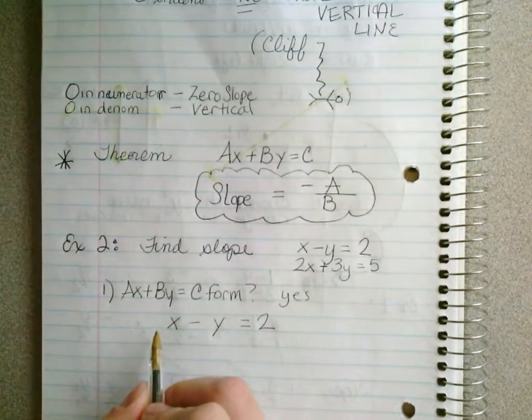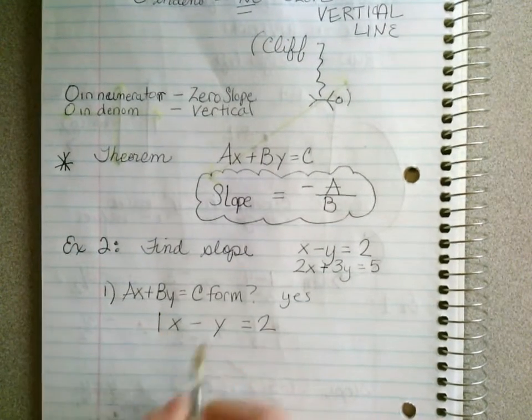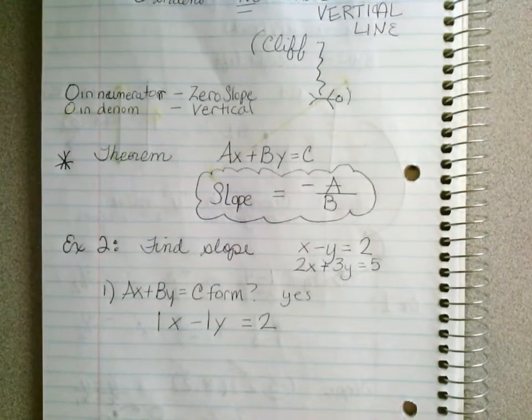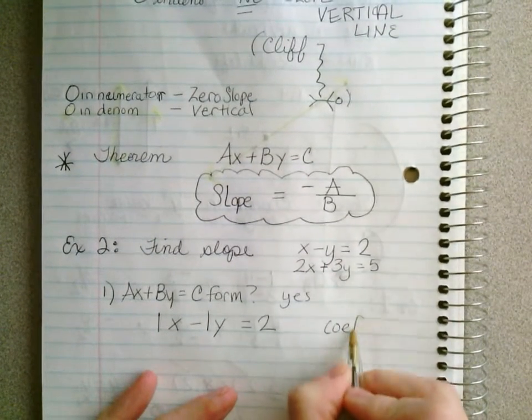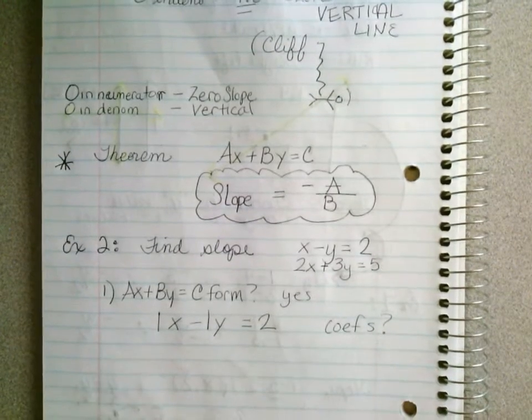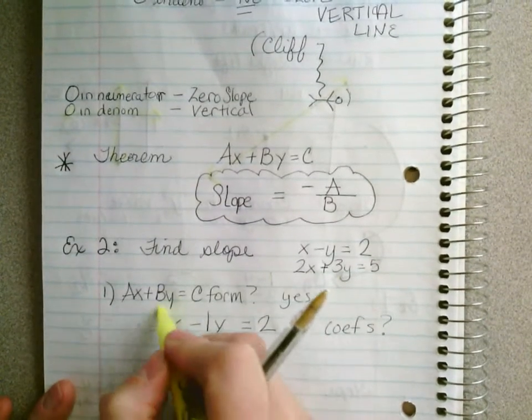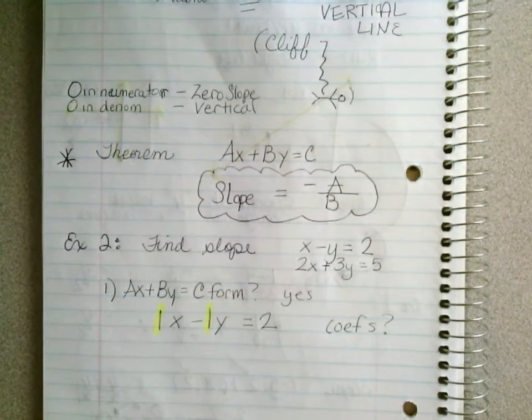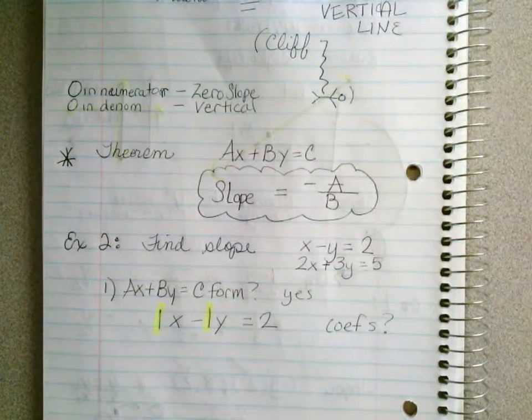Okay? The coefficient here is a 1. The coefficient here is a negative 1. We now have our coefficients. 1 and negative 1. Wait, so then what's the slope? I'll show you here in a second.